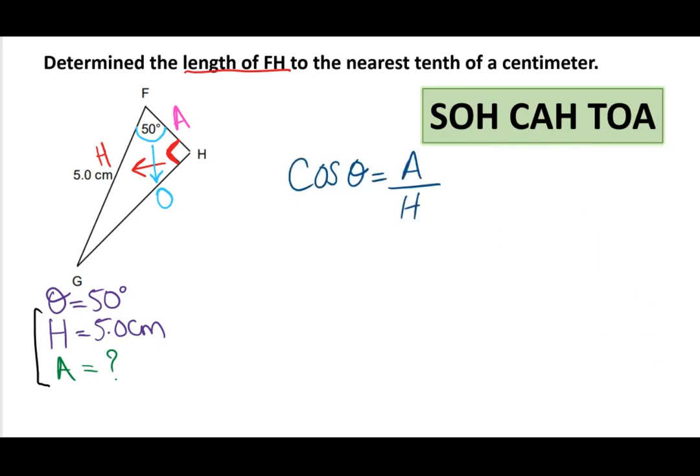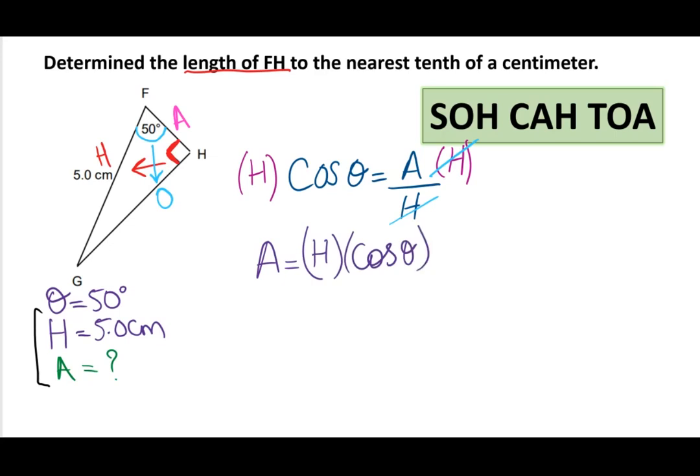Okay, so let's manipulate our ratio to isolate the variable that we're solving for. That is adjacent, A. We're dividing adjacent by hypotenuse, so we're going to multiply to cancel it out. What we do to the one side, we do to the other side. This and this cancel each other out. We are left with adjacent equals hypotenuse multiplied by cos theta. Okay, so let's plug in the numbers.